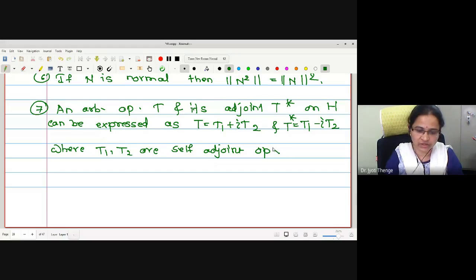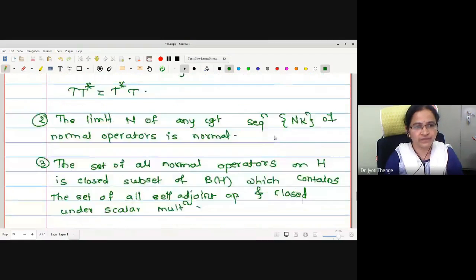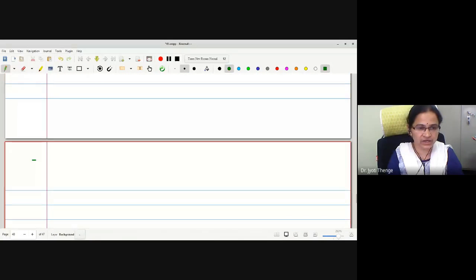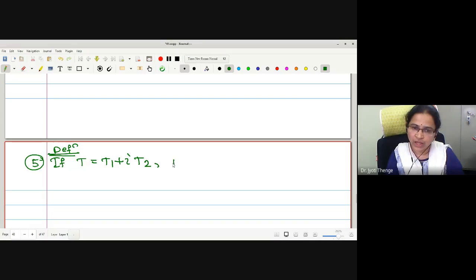Self-adjoint operators. Okay. Next definition. Number 4 we have completed. Number 5 we will write: real and imaginary part. That is, if T is represented as T1 plus iT2, and T star, by the previous theorem property, is equal to T1 minus iT2.